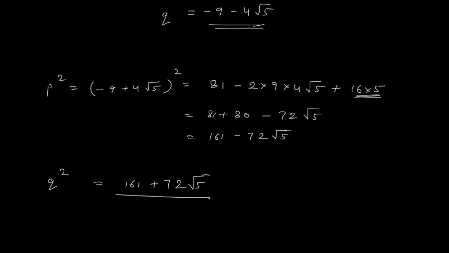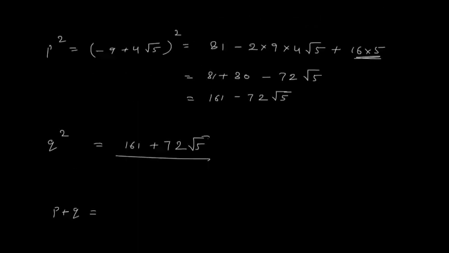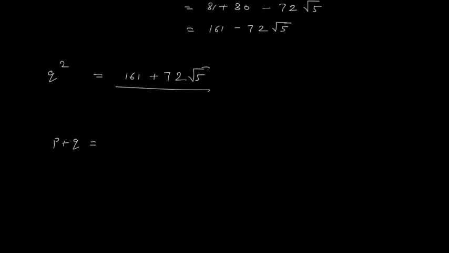So I have the values of P, Q, P square, Q square. Now it is easy for me to calculate P plus Q. So the value of P plus Q will be equal to, value of P is minus 9 plus 4 root 5, and value of Q is minus 9 minus 4 root 5. So this is equal to minus 9 and minus 9 is minus 18, and plus 4 root 5 minus 4 root 5 will cancel. This is P plus Q.